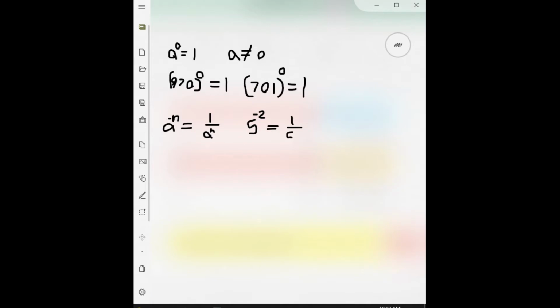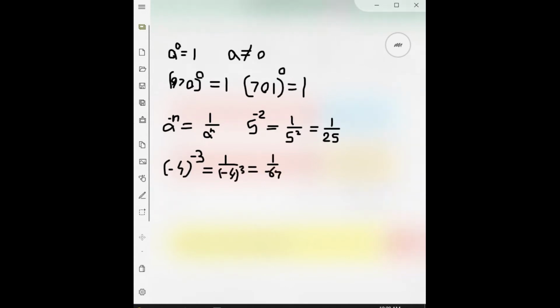So any number with an exponent of 0 equals 1. So that should be clear. 970 with an exponent of 0 equals 1. 701 with an exponent of 0 equals 1. If there's a negative exponent, you put the number and the exponent at the bottom, changing the sign of the exponent to a positive. So 5 to the power of negative 2 equals 1 over 5 to the power of 2 equals 1 over 25.